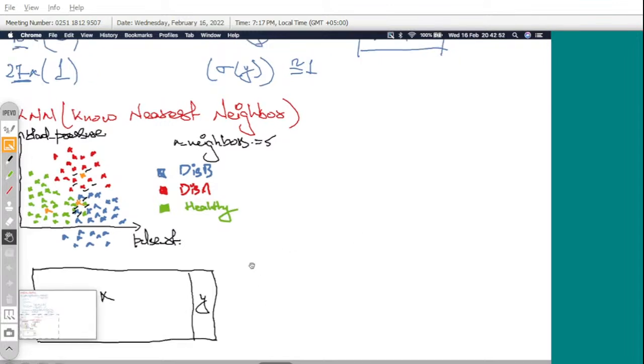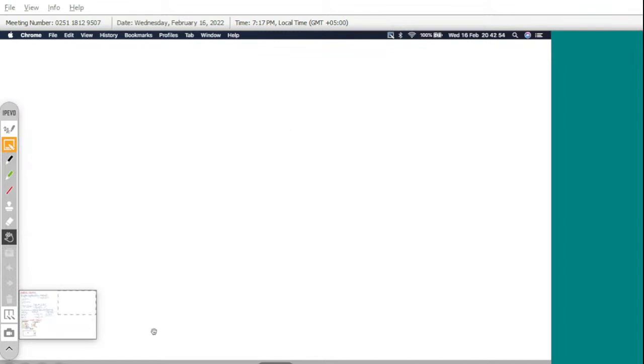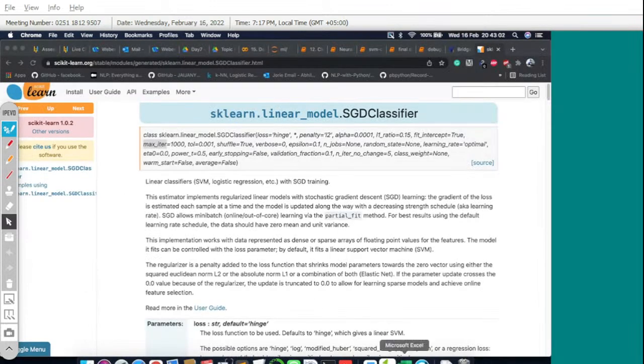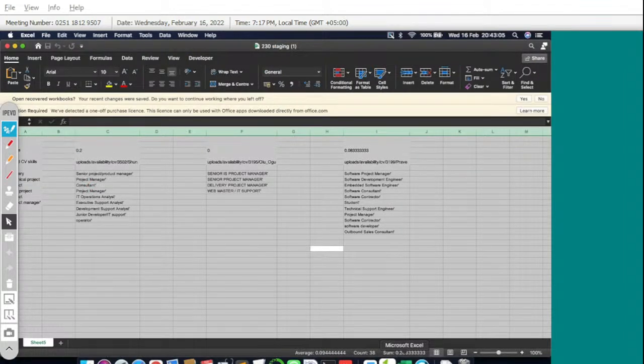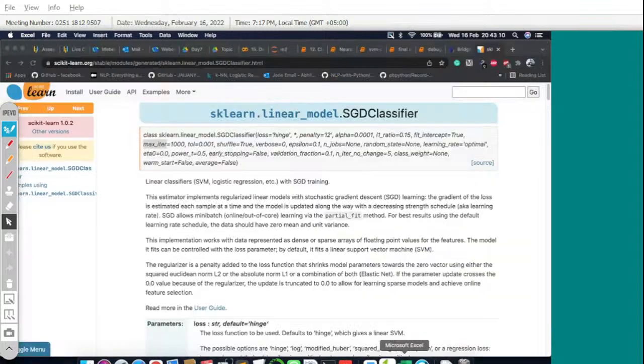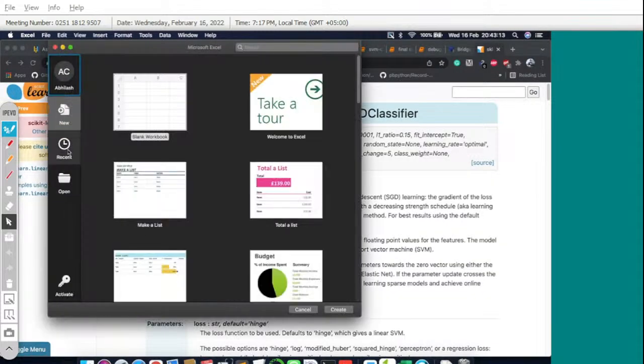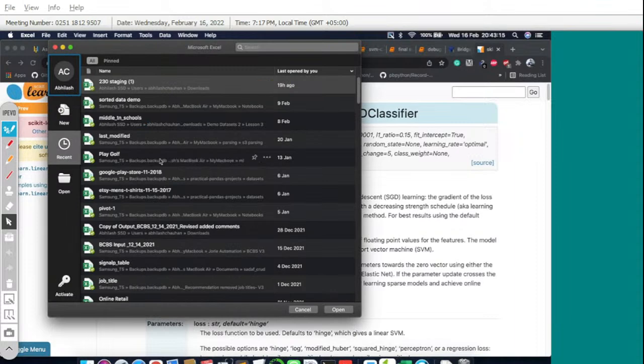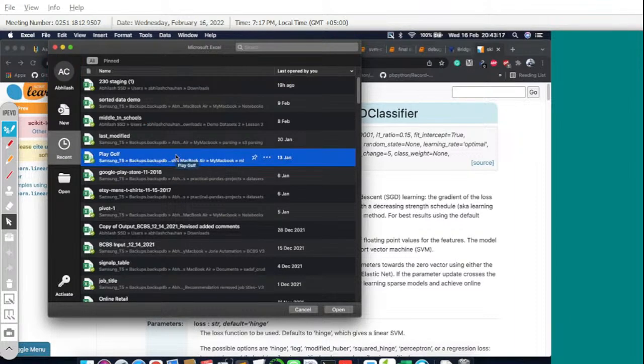Perfect. Now let's move to the next algorithm after KNN. We talked about KNN, we talked about logistic regression. Now I need to show some Excel sheets in order to understand the third algorithm, that is Naive Bayes. Have we heard of conditional probability? Do we know anything about conditional probability?